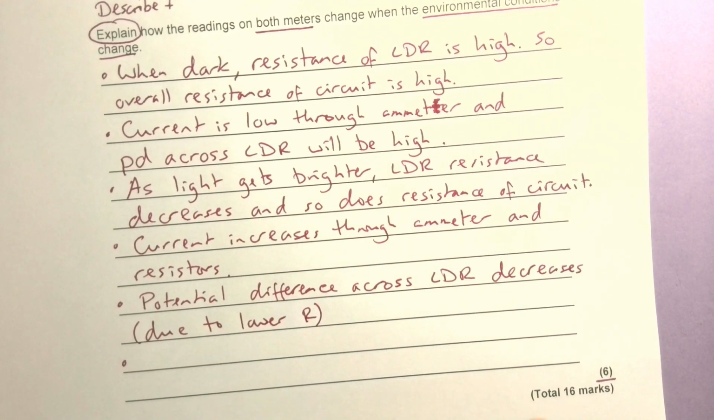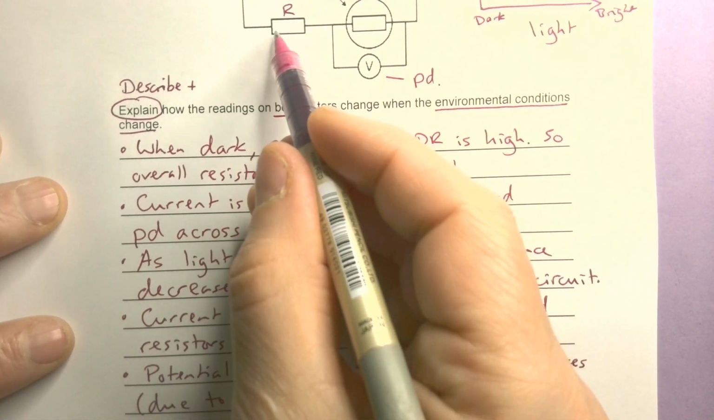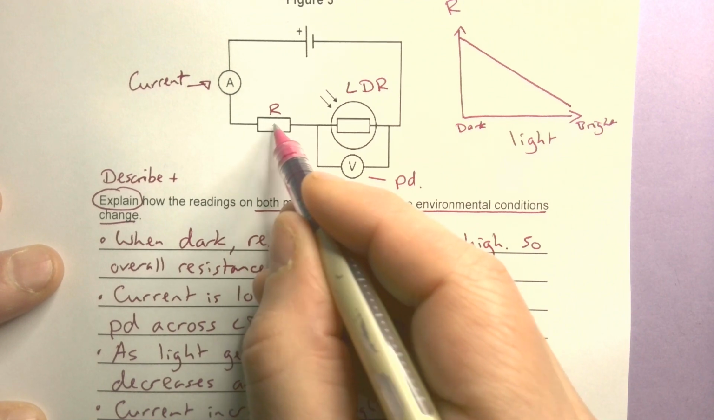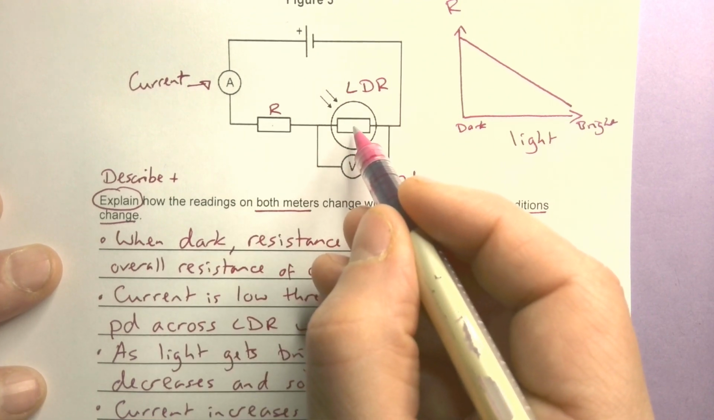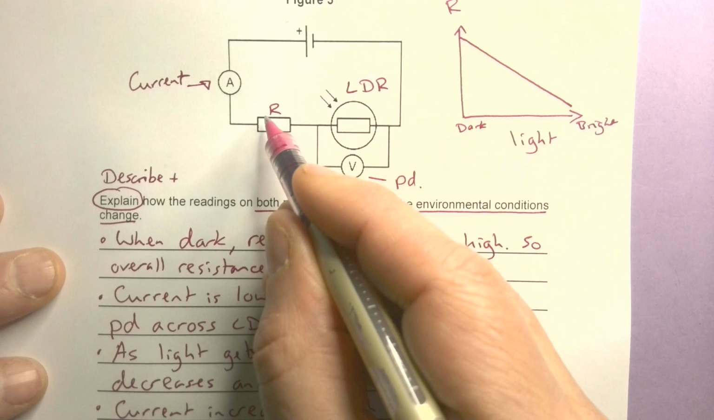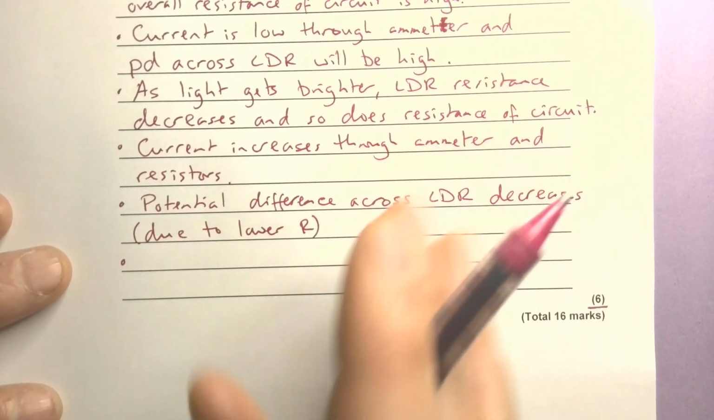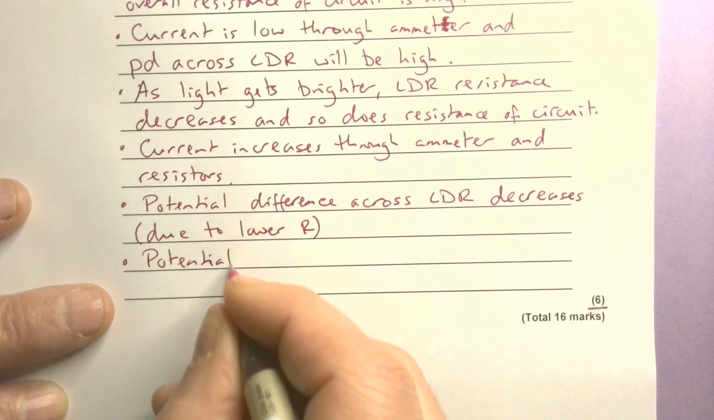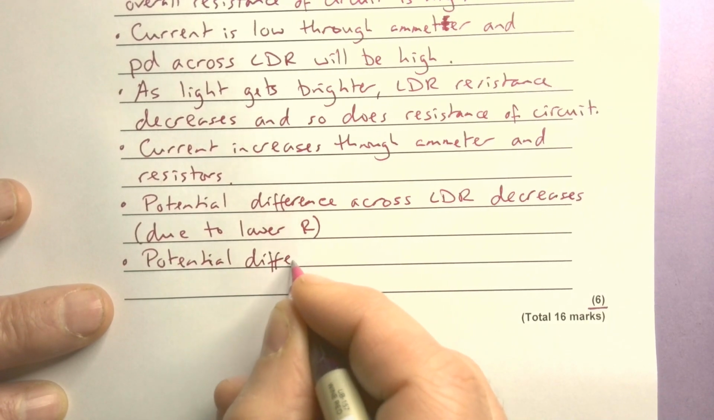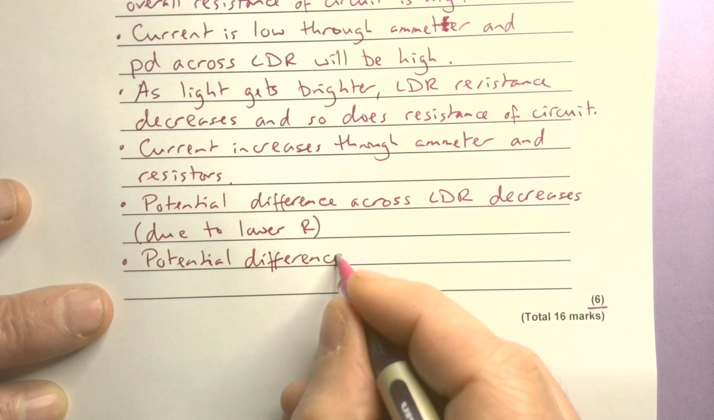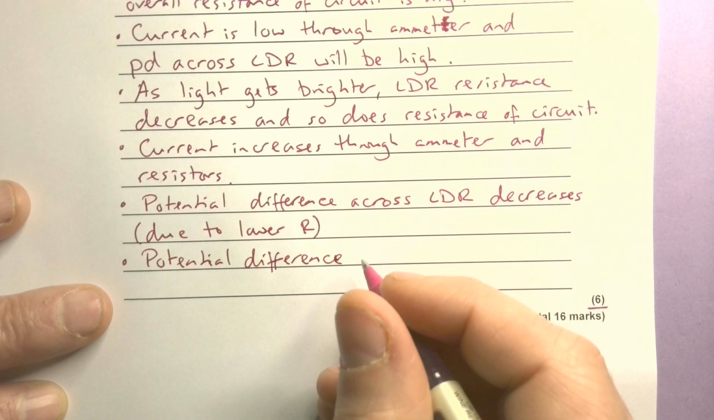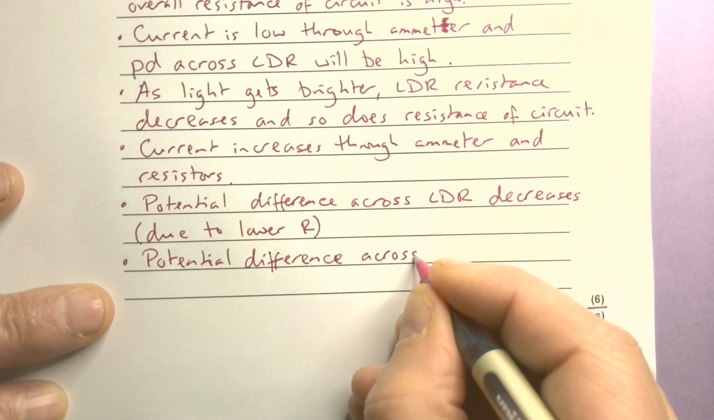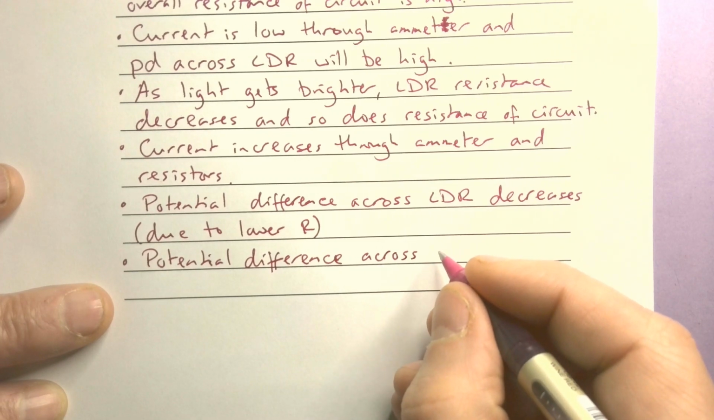Okay, now the interesting one here is that the potential difference of the cell has to be shared across here and here. If this one goes down because it's easy to get through, the potential difference across this resistor will increase. Because it has to be shared across those two resistors. And now that first resistor is relatively much harder to get through than the LDR.